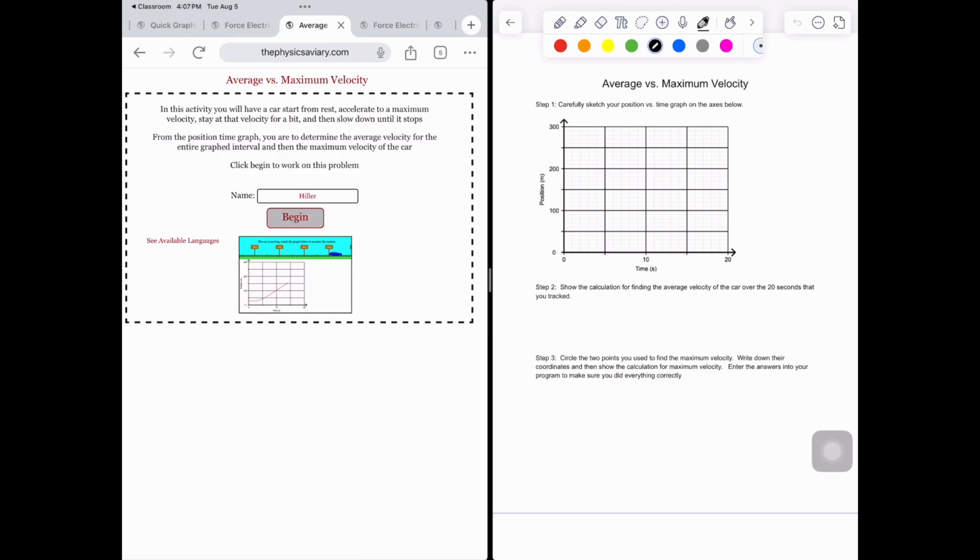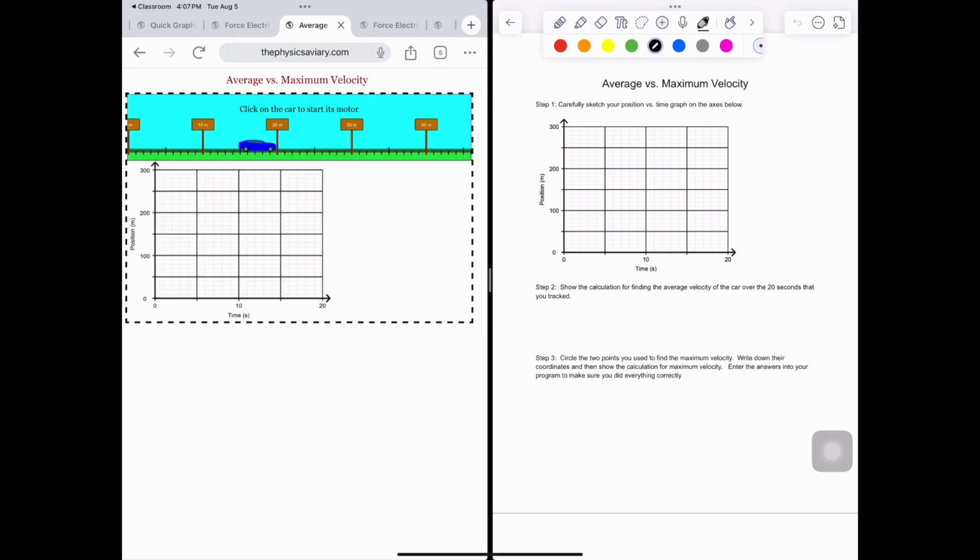Remember, use my tutorial as a template or a guide to help you with yours. If you get stuck, follow along piece by piece, but put in your numbers. Okay, we are told to click on the car to start its motor, so you go ahead and do that for yours, and in a moment it will generate our graphs.